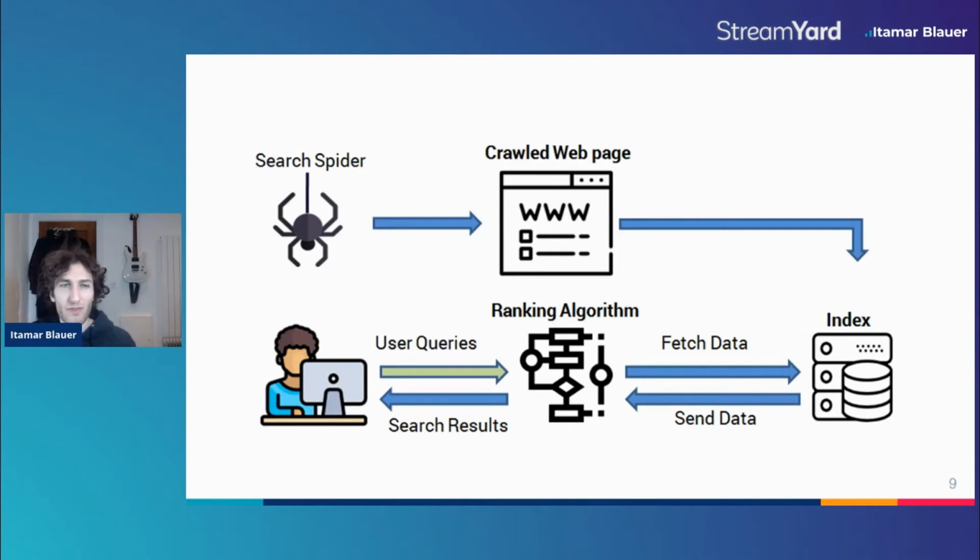So you start off with a search spider, and it's going to crawl web pages all across the web, and then it will be able to place them in an index based on the relevancy that it's associated with what it has crawled. And then after, when it's on the index, you'll be able to send data to the ranking algorithms, and then they're able to also fetch data when users are putting in queries, and that's how these search results are returned to them to best match what it is that they were searching for.